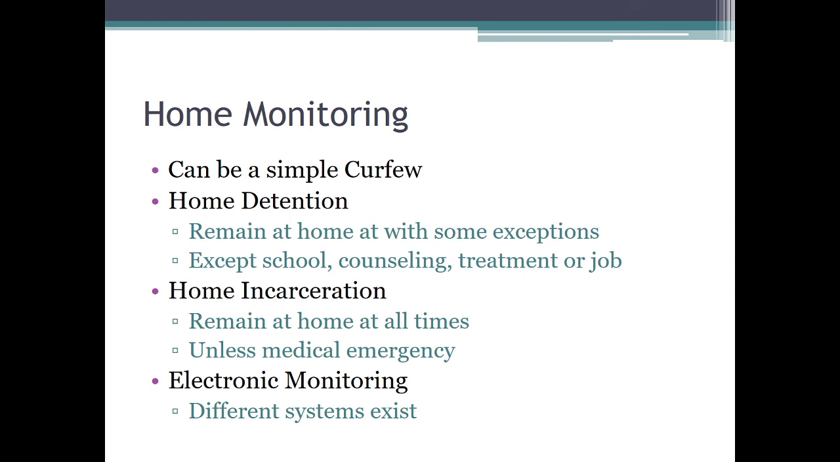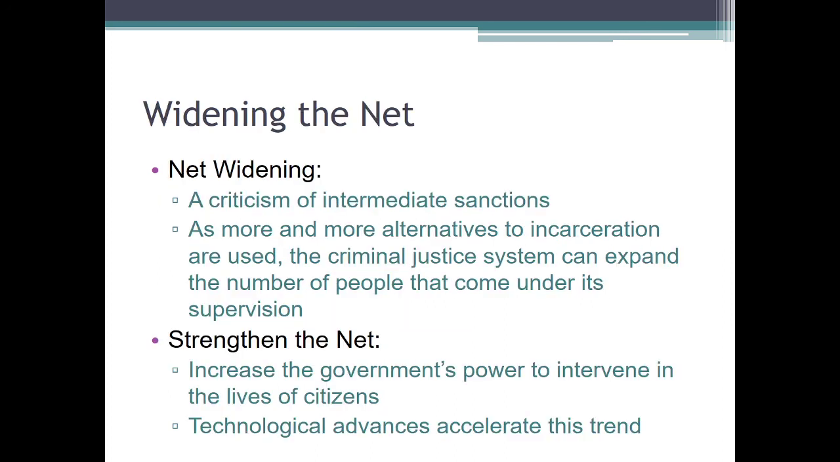Home incarceration, you're there all the time. You can't get out unless there's a medical emergency. So, you know, the difference between detention and incarceration. And different monitoring systems exist here. Some of them are a phone monitoring where it rings and you have to answer when it's set time. Sometimes it's an anklet or a monitor you wear. There's all different types of technology there. All right, the last thing, and this was something I was going to talk about, net widening.